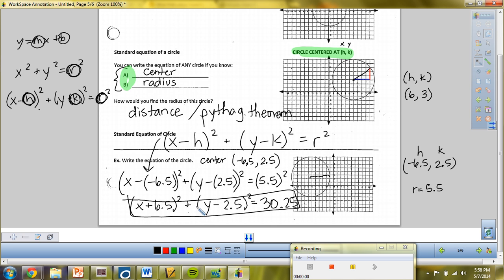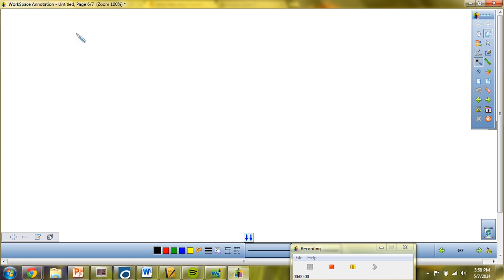So let's do a few examples. Go ahead and turn your packet to the next page, and if we look at example 1, example 1 may tell us x squared plus y squared equals 4. Right? They want us to find the center and the radius.